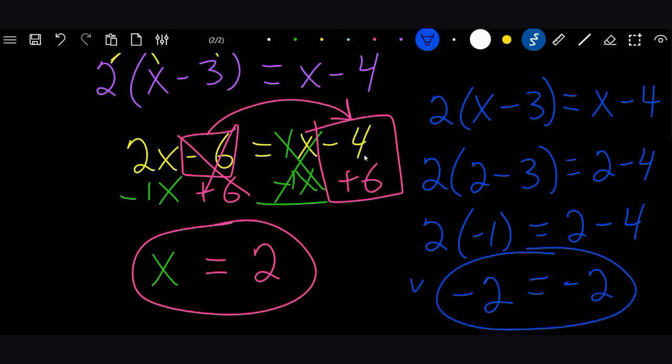We checked, and it does check. So we got the answer correct. Negative 2 equals negative 2. And so that means that we were right. x does equal 2.